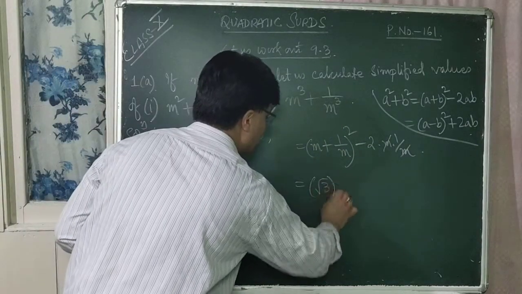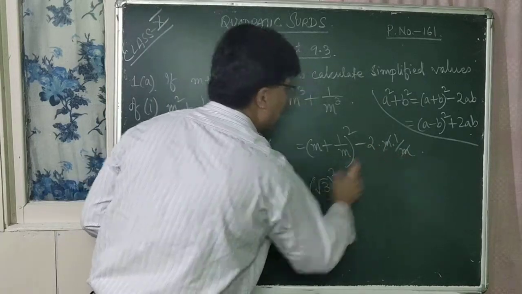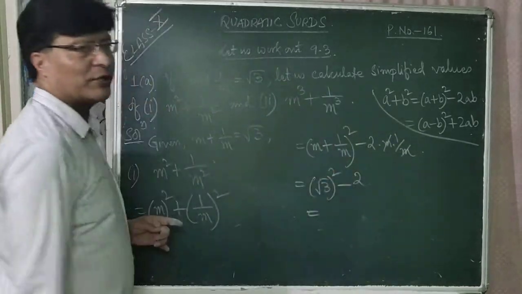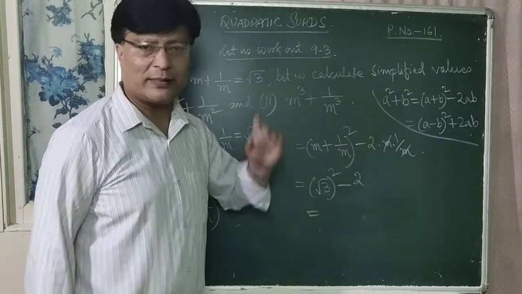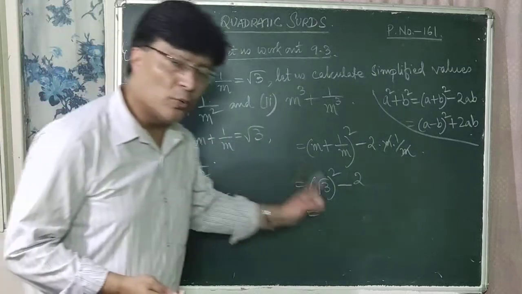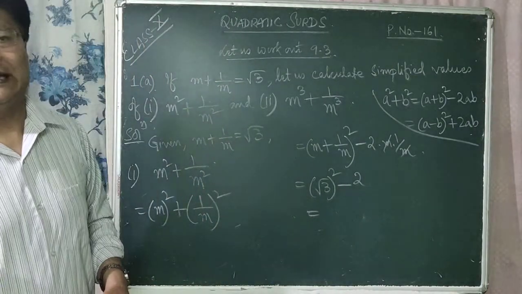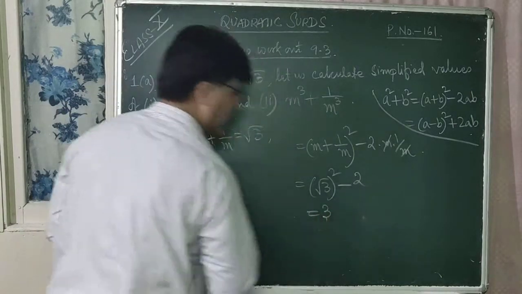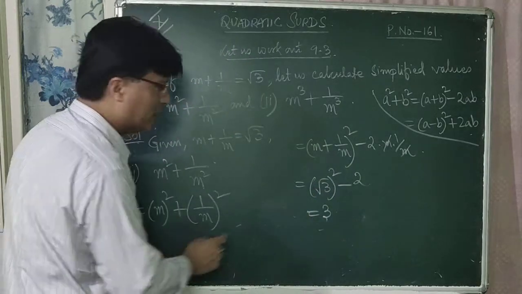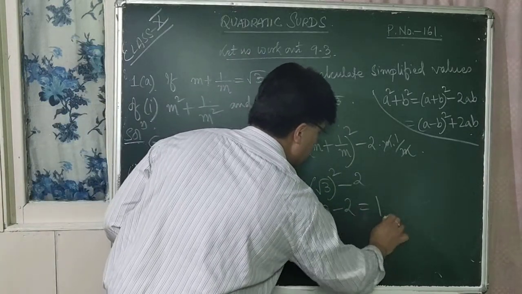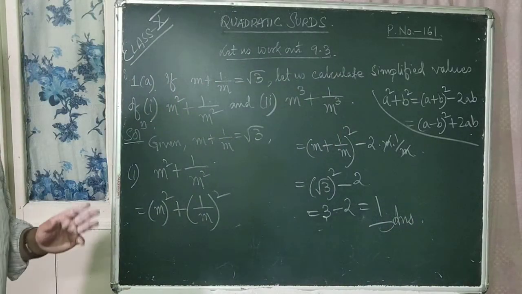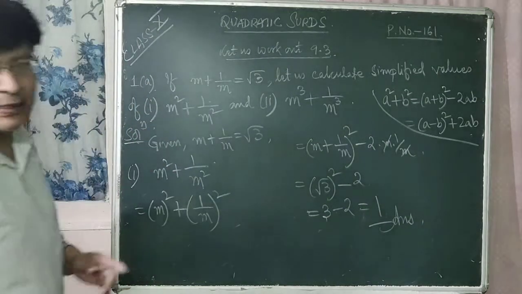So it is root over 3 whole square minus, m and m get cancelled, that is 1, so 2 ones are 2. What is root over 3 whole square? It is root over 3 into root over 3, which is equal to root over 9. What is the square root of 9? It is 3. That means if it is squared, you can remove the square root, and only 3 will be there. So 3 minus 2 is equal to 1. The answer is 1. Is that clear now? So this first part is done.